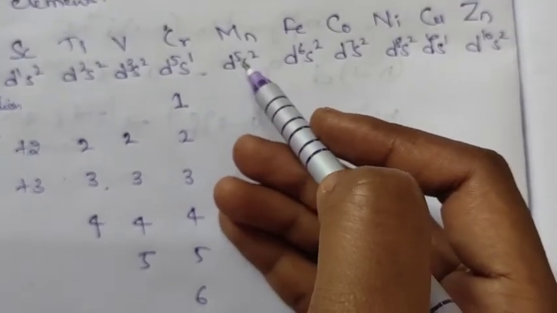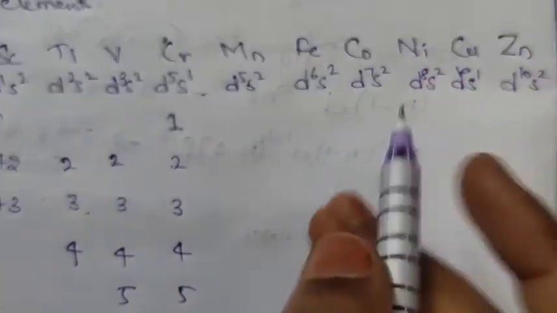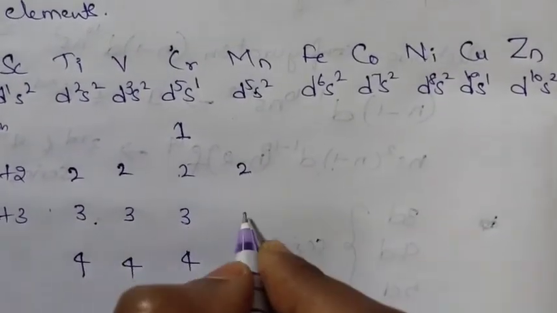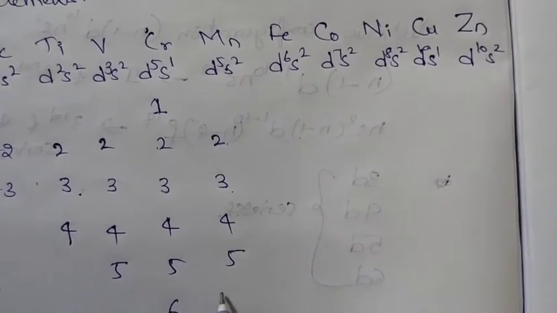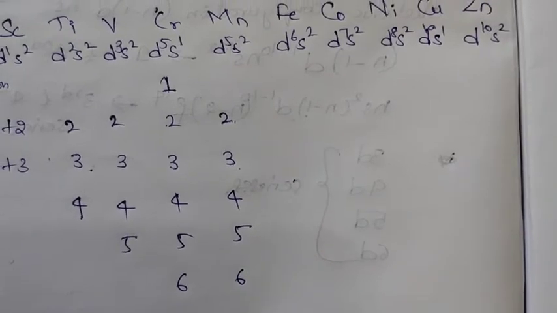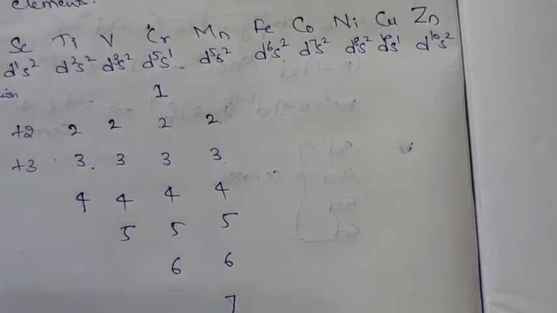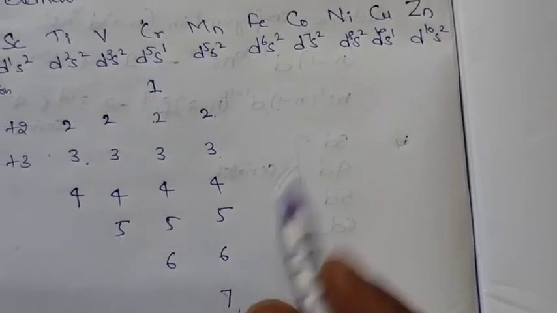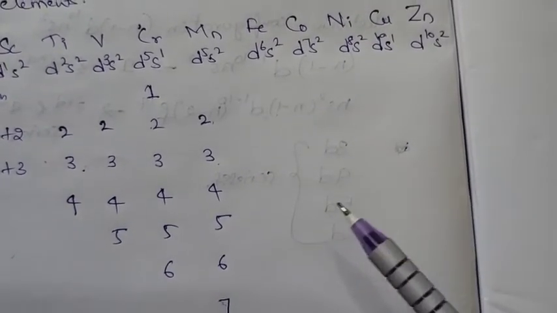Coming to manganese, it shows the highest oxidation state, that is +7. In this also we have the +2 oxidation state, +3, +4, +5, +6 and +7. These are the oxidation states of manganese, with the highest oxidation state being +7. Now it has attained the maximum oxidation state, then the remaining elements are going to decrease in oxidation states.